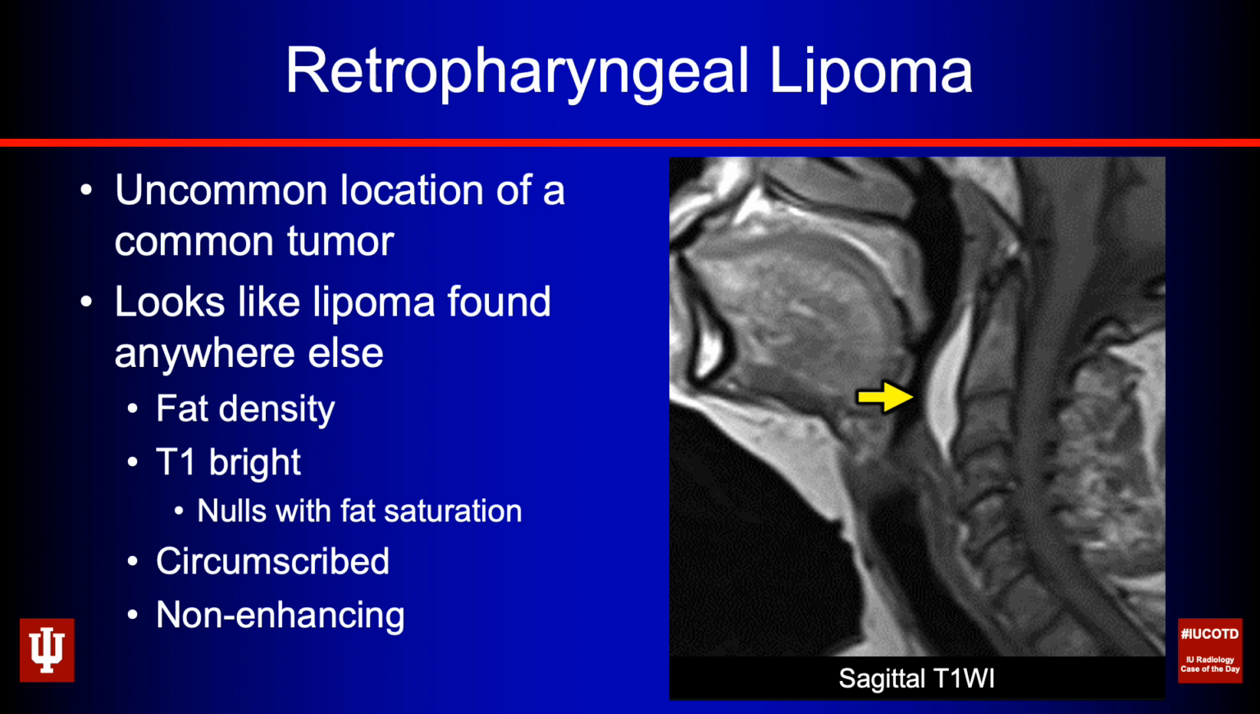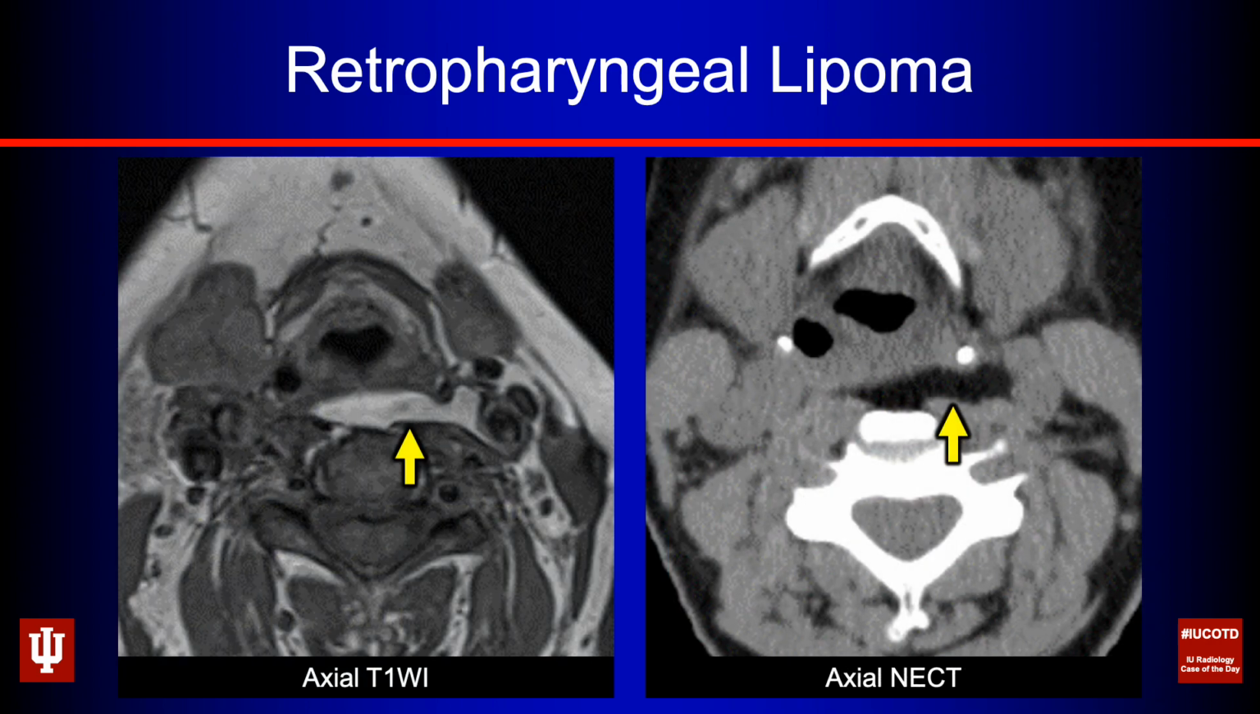And here we can see this almost lens-shaped appearance, this benign circumscribed retropharyngeal lipoma. It's T1 bright. Same patient, just looking in different planes. You can see how nicely circumscribed this is. It's just insinuating between the structures. It's not invading anything. It's T1 bright. The image on the right, you can see that it's fat density. Easy peasy. It's a lipoma.